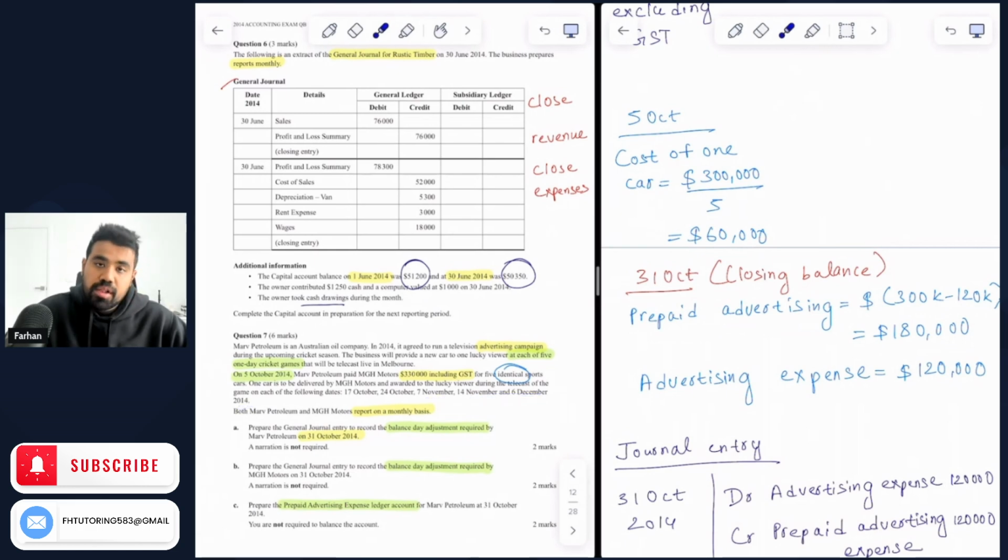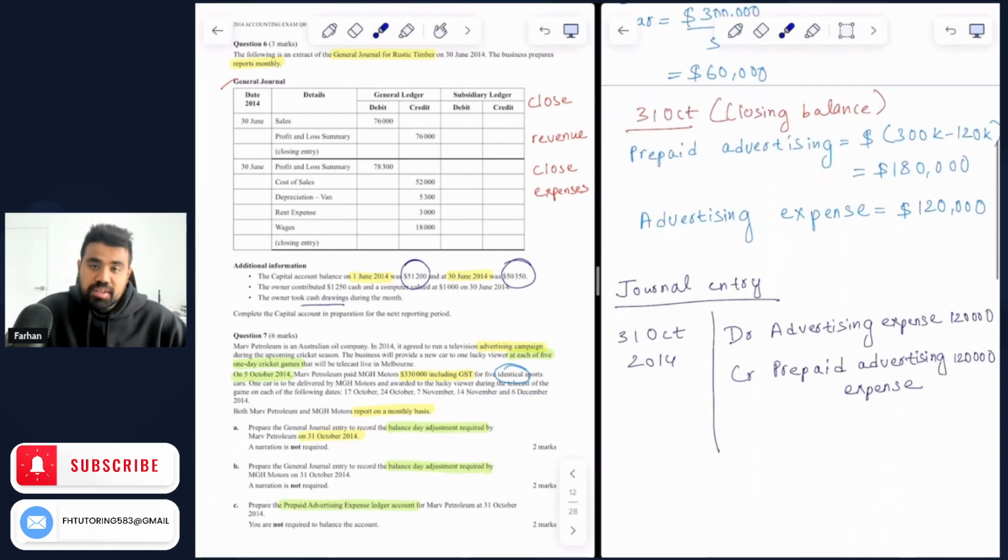Now, what about the journal entry from the perspective of Marv, which is the requirement of the question? So we have to journalize at the end of the reporting period, which is 31st of October 2014. And we have expensed $130,000 worth of advertising for 2 cars given out on 2 different cricket games. And that's debit advertising expense of $120,000.